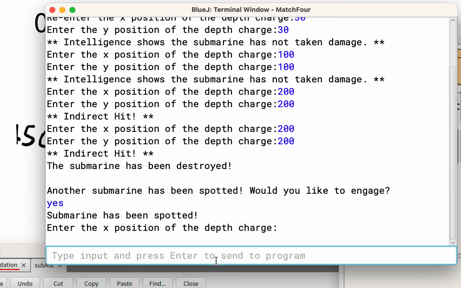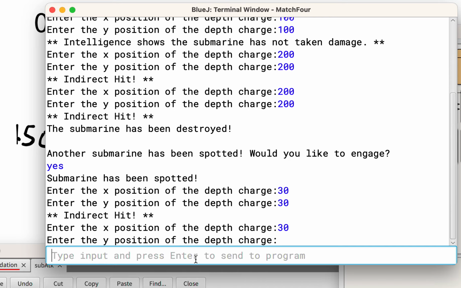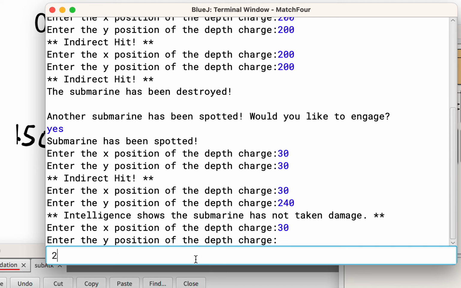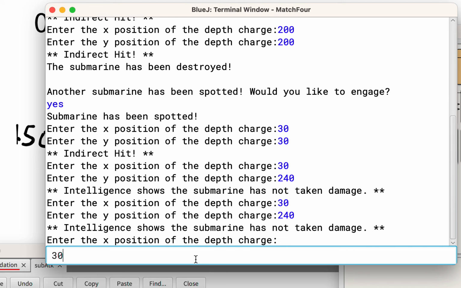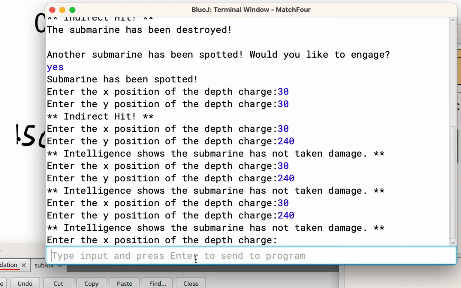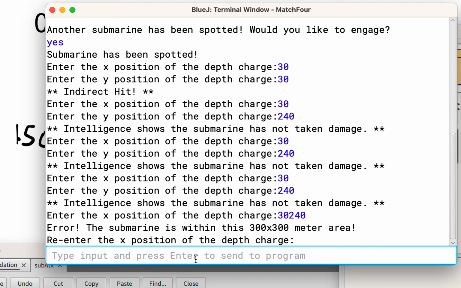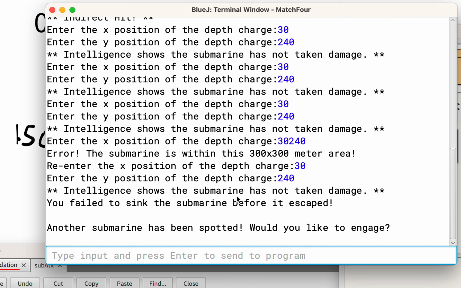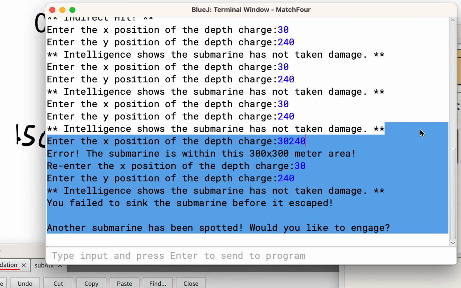But if I don't get the sub, let's say I keep trying 30, 30, ooh, that's an indirect hit. Let's do 30, 40. I'm just going to keep missing. I'm going to do 30, 40, 30, 40, 30, 40. Okay, so I failed to sink the ship, and so now the game is over. So this is a demonstration of the submarine attack.